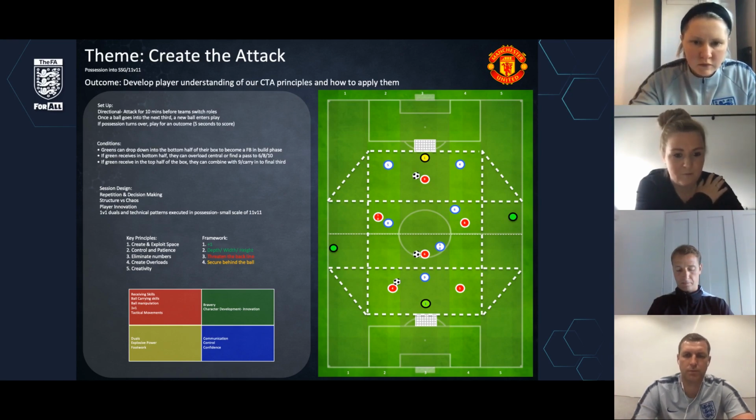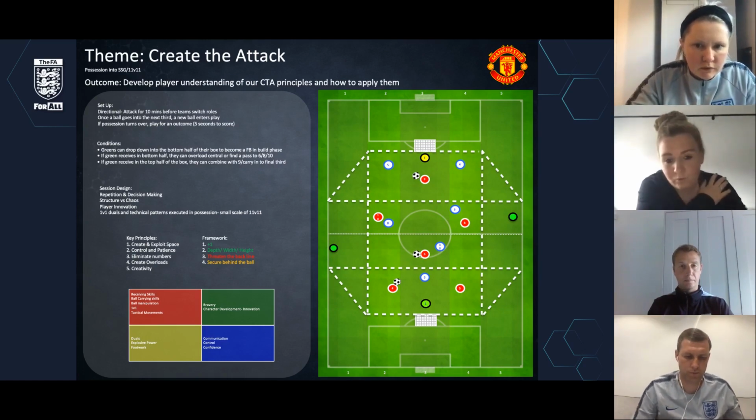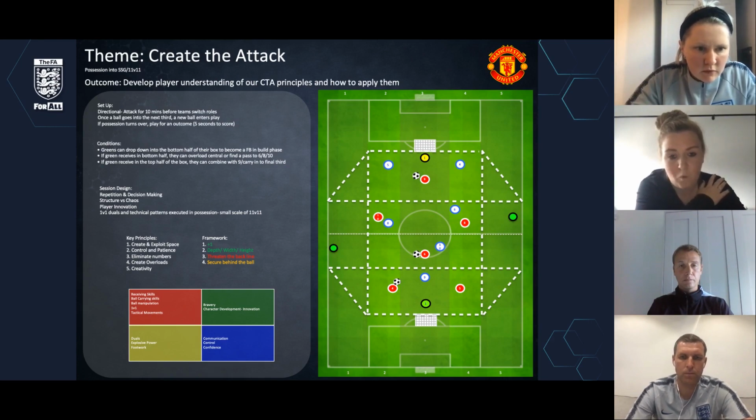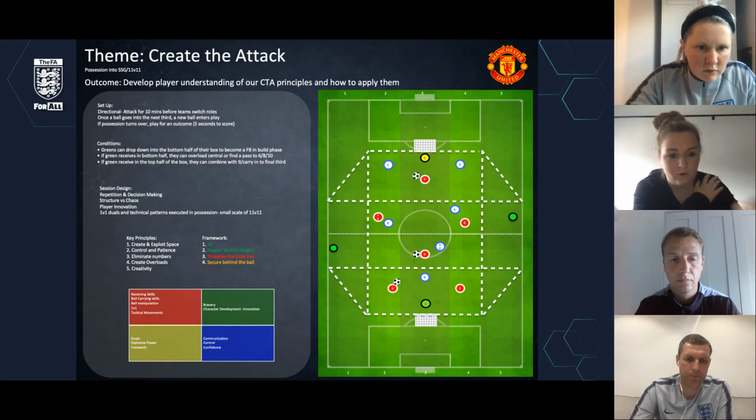So I spoke earlier about conditioning. It might be, right, you're 2-0 down, you've got 10 minutes to go. Can you score 3 goals? Something like that. Once the ball goes to the next third in this game, so once the 4, the 5 and the 1 have played into the midfield third, the goalkeeper plays another ball in. Once the midfield third transfer the ball into the final third, the midfielders can play forward and another ball comes in. So by the time the ball's in the final third, there could be 3 footballs on the pitch.